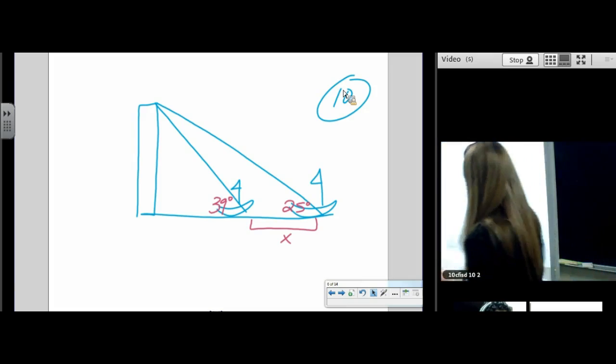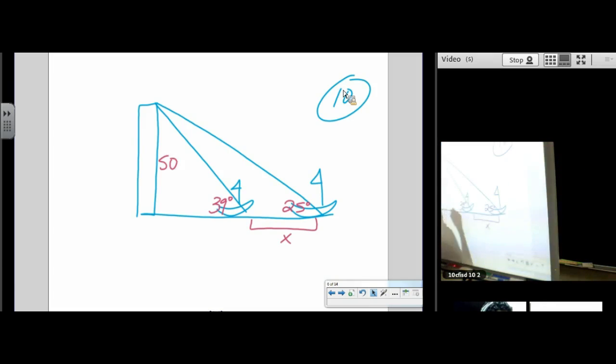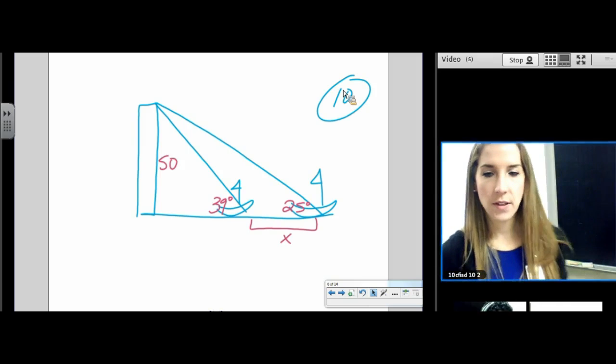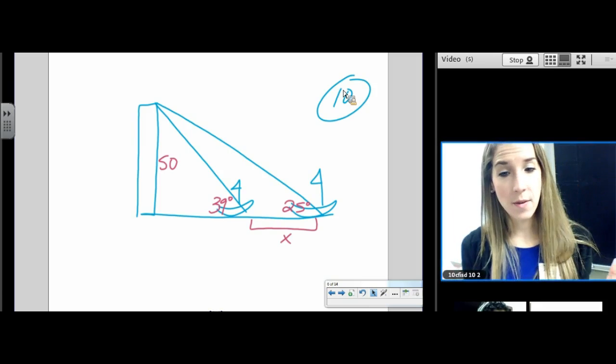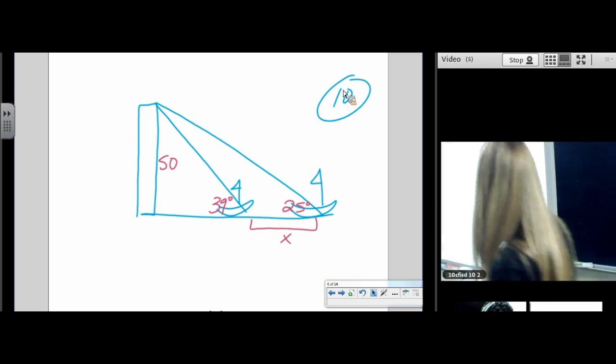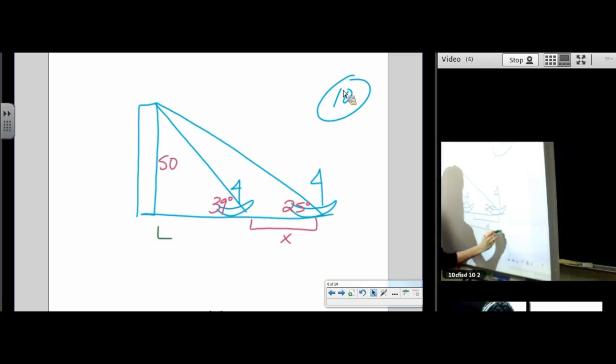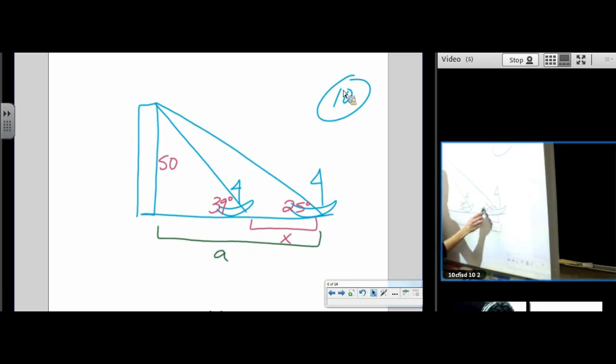So we know this value is 50, and we cannot find x directly. We're going to have to find the base of the big triangle, the base of the small triangle, and then we're going to subtract them. So, first I will find the larger one. First we're going to find this. I'll call it A. Compared to the 25, we have opposite and A for adjacent. I'll just keep my A there.